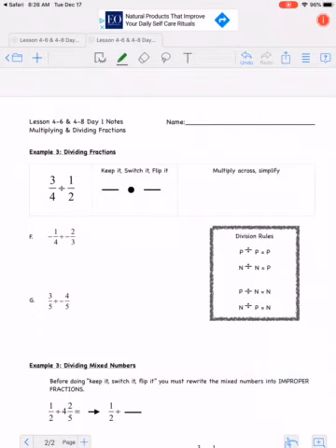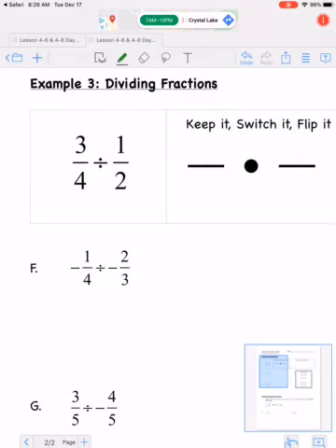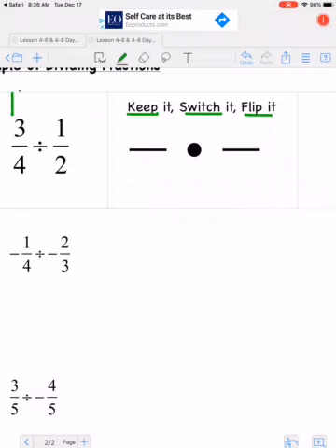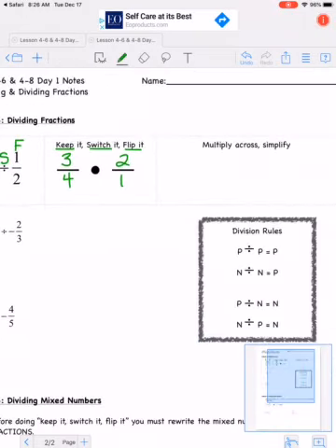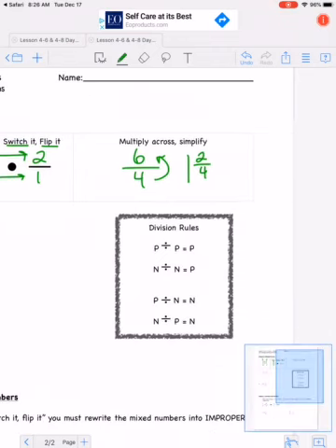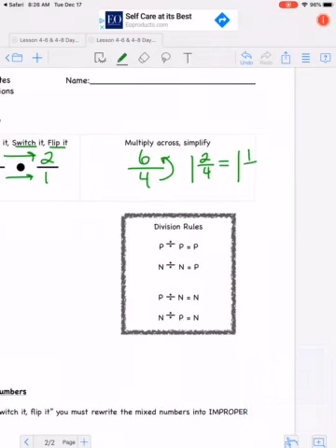Okay, on the back side, this is all about dividing fractions. So if we have 3/4 divided by 1/2, it's called keep it, switch it, and then flip it. You keep your first fraction, you switch your symbol, and then you flip your fraction. So keep it would be 3/4, switch the symbol from division to multiplication, and then flip your fraction to 2 over 1. Then you multiply straight across, and you would get 6 over 4. 4 can go into 6 one time. There's 2 out of 4 left over, which would simplify to 1 and 1/2.